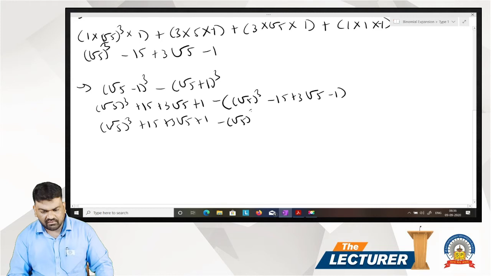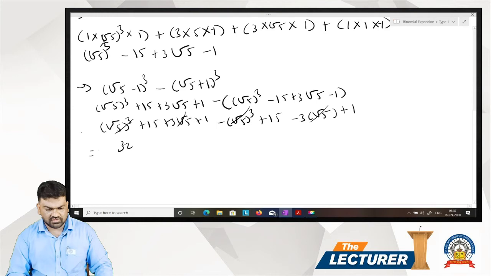Minus root 5 raised to 3 plus 15 minus root 5 minus 3 root 5 plus 1. This is plus, this is minus, cancel, this is plus, this is minus, cancel. 15 plus 1, that is 16, multiplied by 2, 32. This is your answer. Here our type 1 is completed.